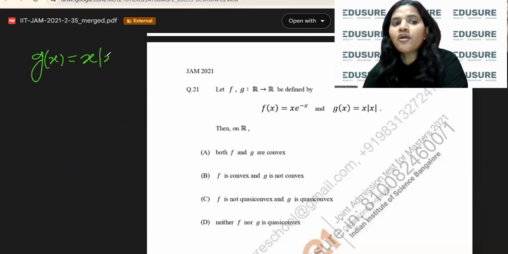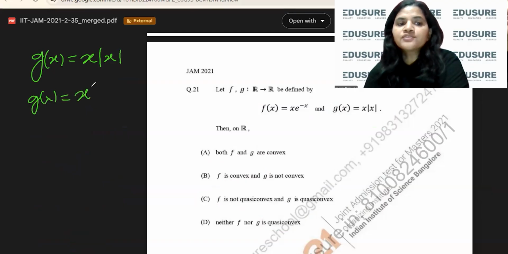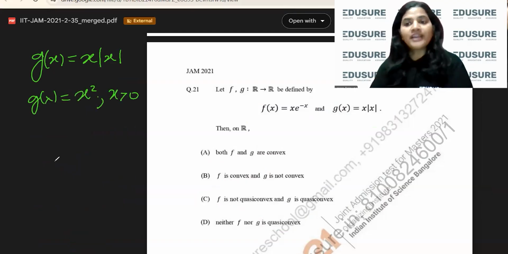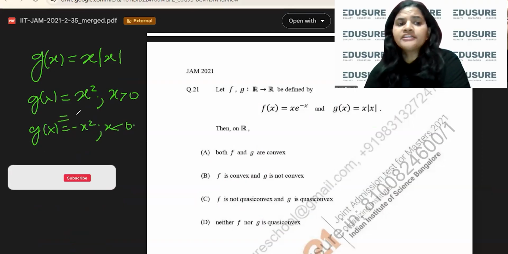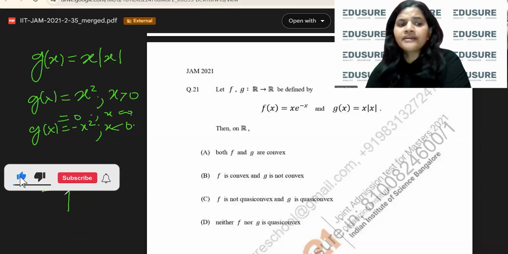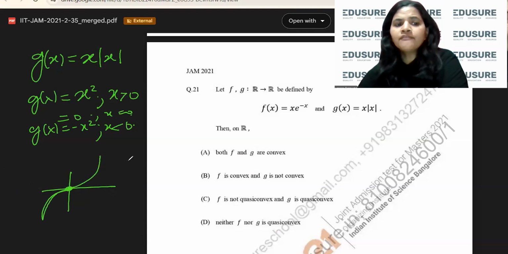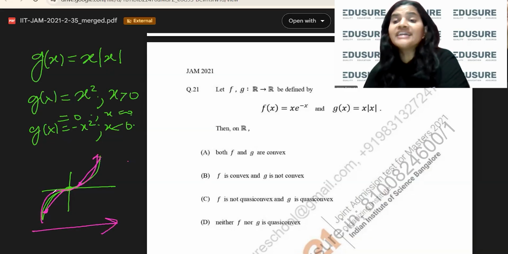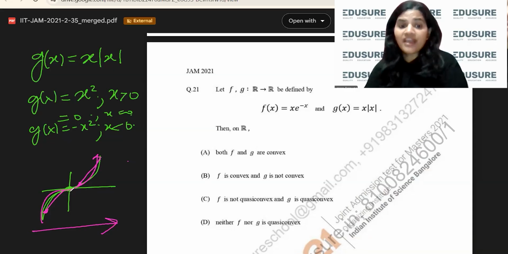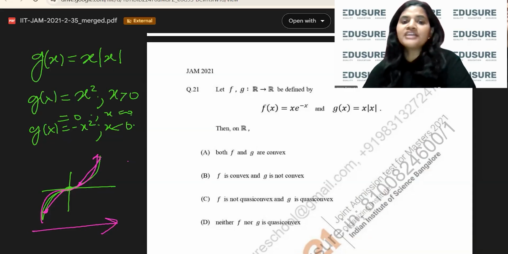So g(x) is x mod x. So g(x) is equal to x square if x is positive, because if x is positive, mod x is x. g(x) is equal to minus x square if x is negative, and it is 0 if x is equal to 0. So my graph will be like this: x negative, x equals 0, x positive. Now look at this beautiful graph. It is neither convex nor concave. You can see that over here the curve is above the line, over here the curve is below the line. So neither convex nor concave, but you can see that as x is increasing, my graph is increasing. So it is an increasing function, and therefore it is quasi-convex. So the correct option is f is not quasi-convex and g is quasi-convex.